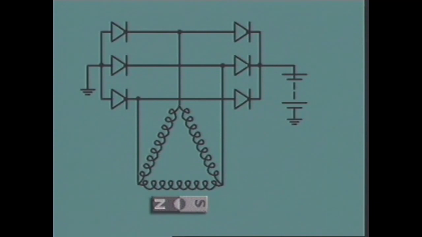In the delta method, the windings are connected in the shape of a triangle. Connections are then taken from each point of the triangle to the bridge circuit.